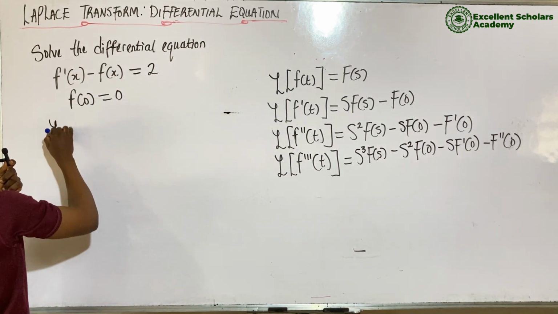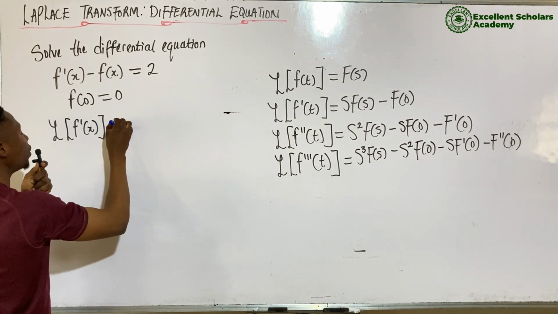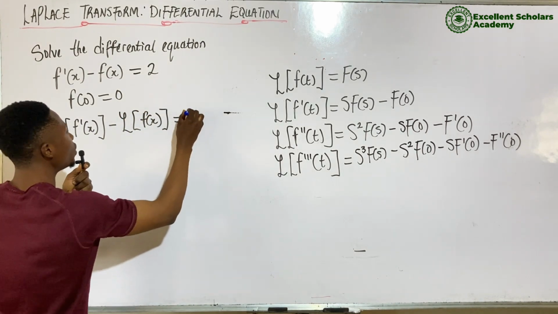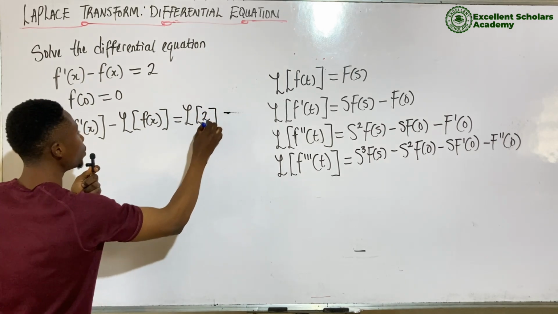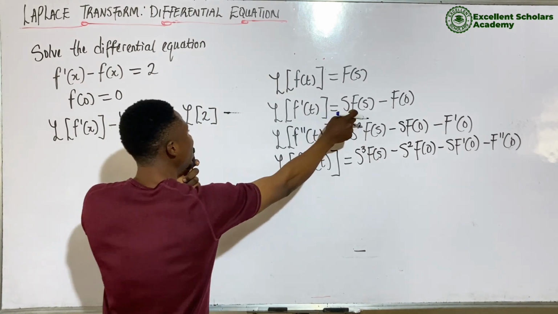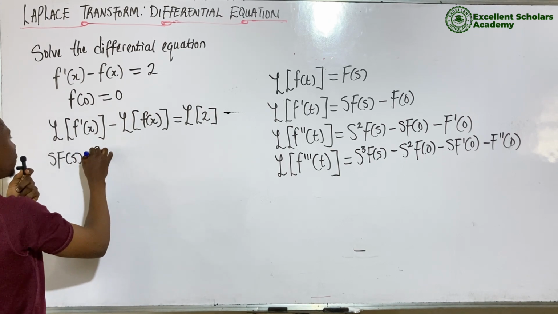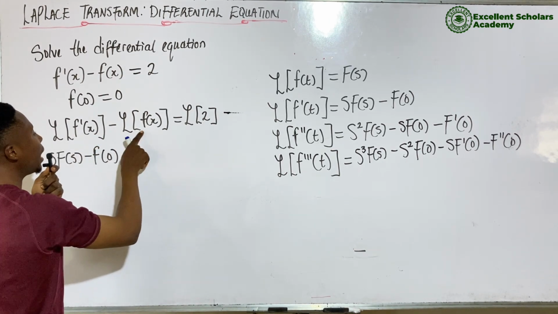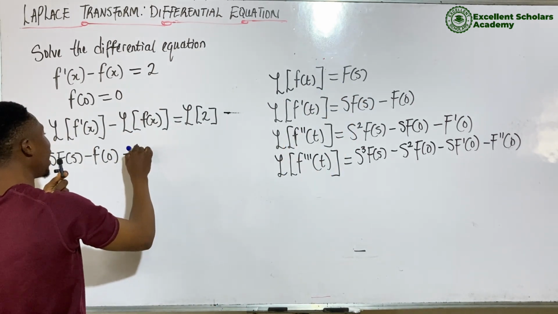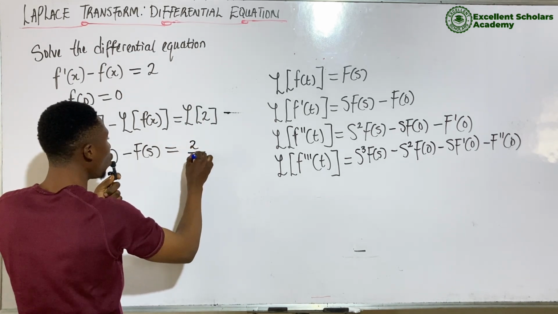So it becomes the Laplace transform of f prime of x minus the Laplace transform of f of x is equal to the Laplace transform of 2. Now the Laplace transform of f prime of x, if you come back here, you will notice that it's equal to s F of s minus f of 0. The Laplace transform of f of x, relating to this f of t, is going to give us F of s. So this is going to be minus F of s is equal to the Laplace transform of 2, which simply gives us 2 over s.